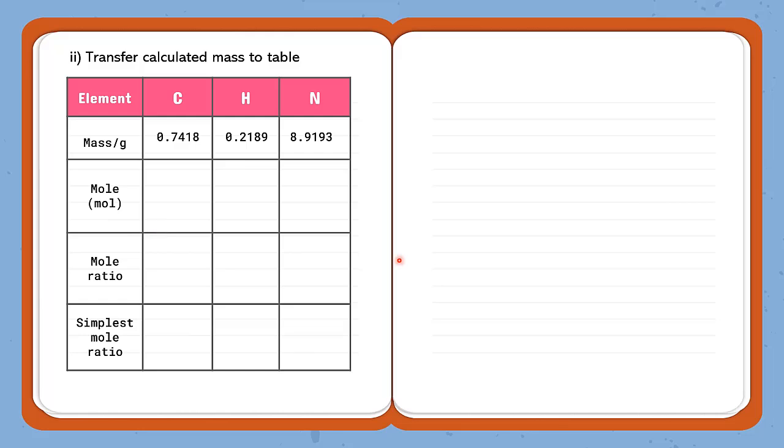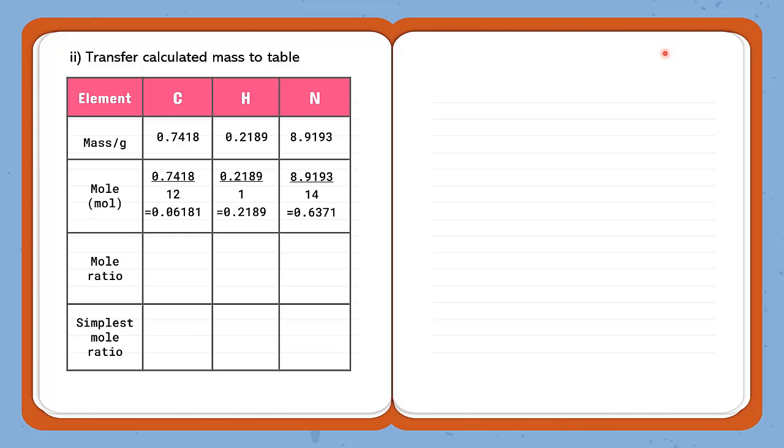From the mass, we can find the number of mole for each element. So we're going to divide them with their respective molar mass in gram per mole. For carbon, we have 0.7418 gram divided by its molar mass of 12 gram per mole. So gram and gram will be cancelled and then left with only mole. If you don't want to write mole in here, make sure that you include the unit in here.